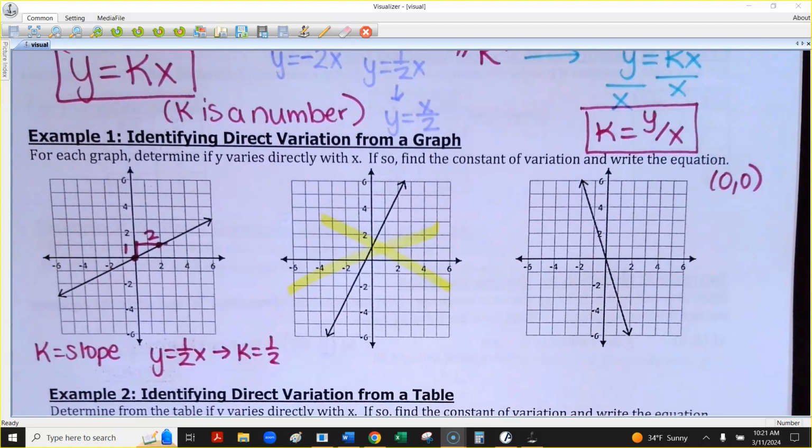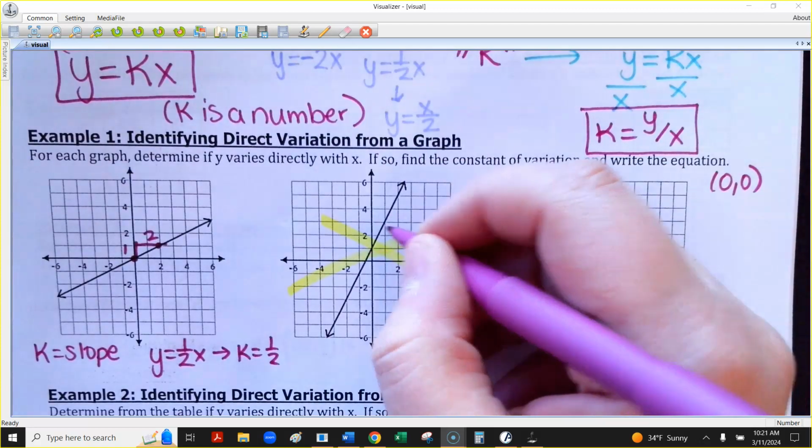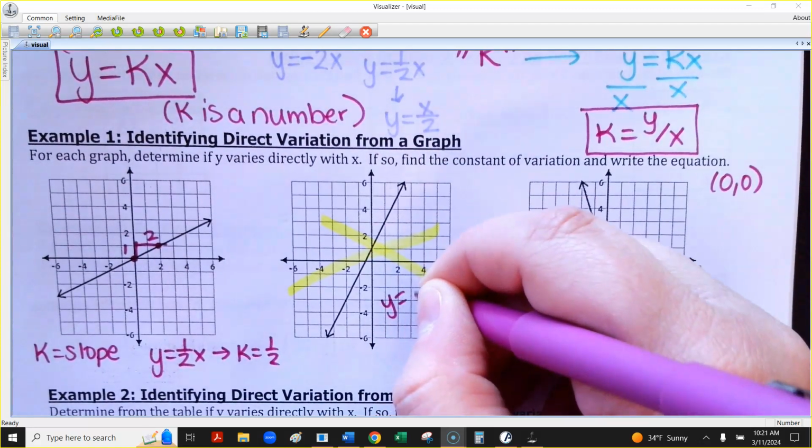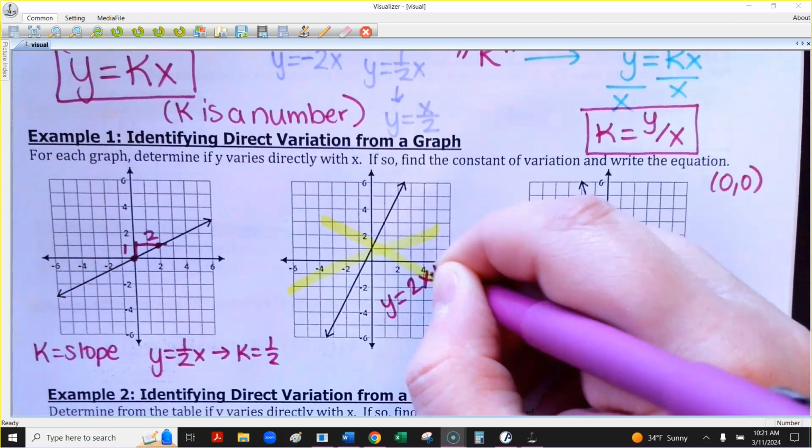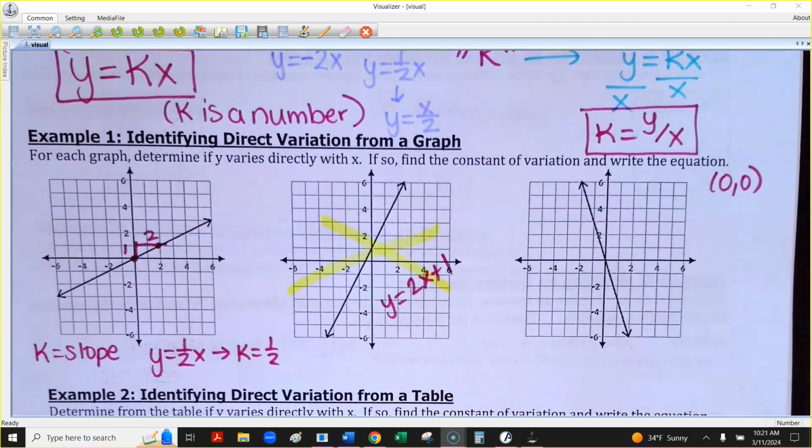If you don't go through the origin, it's not a direct variation because you'd have something added to the side. It wouldn't just be k times x. Like this one would be, what is this one? Going up 2 over, so this would be y equals, let's see, 2x plus 1. But because of the plus 1 part, that destroys the direct variation because it's not just some number times x. So that's not going to be a direct variation there.